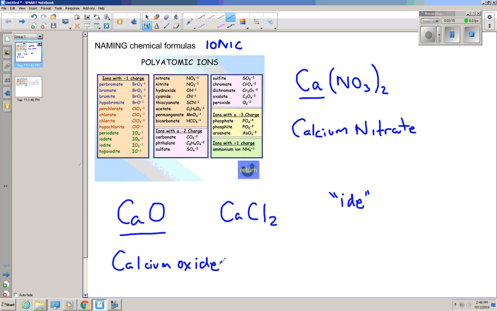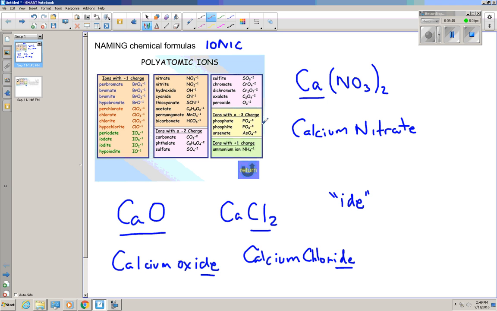For this chemical formula, it's going to be calcium and then the name of this element. Don't worry about the two here. The two is kind of understood. When you're naming it, you just say calcium chloride. See if I can spell chloride. Yes, I can. So calcium oxide and calcium chloride. We're chopping off the last couple letters of the name, and we're adding in IDE. And that's it. That's how we name chemical formulas.